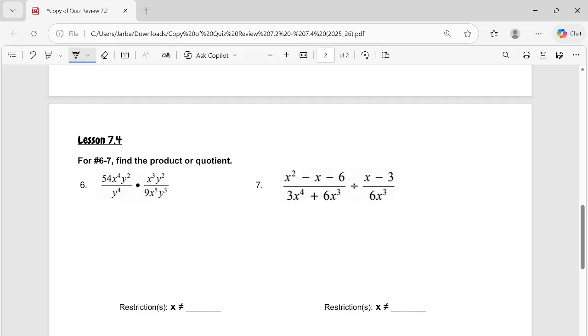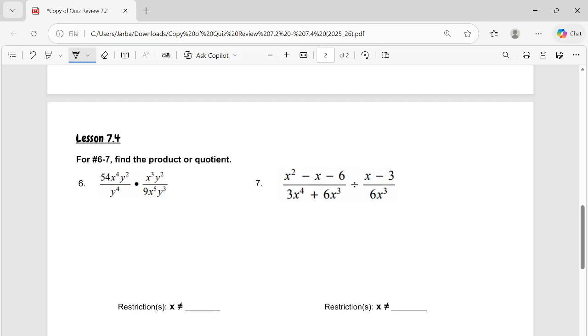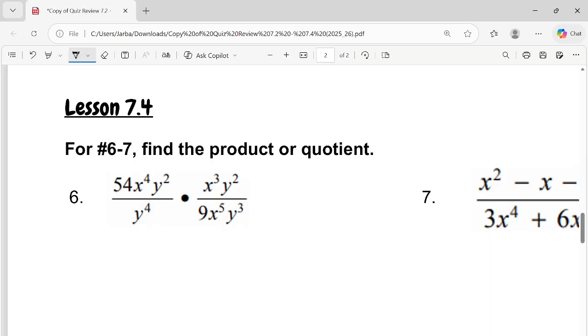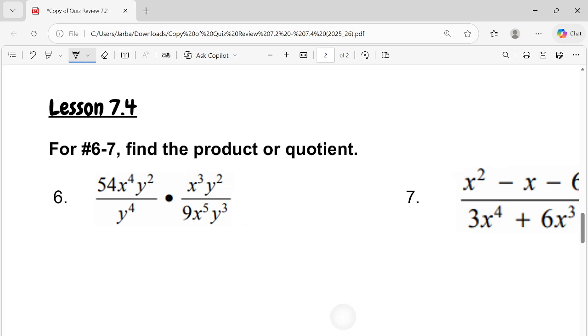Alright, 6 and 7, we want to find the product slash quotient. I think it's always good to try and cross things out, but then make a note of how many of each thing you have left. So here's what I mean. I can cancel this out with this, but then I'm going to be left with y squared, because this is a 2 and this is a 4. So if you take 2 away from that 4, it leaves you with y to the second power.